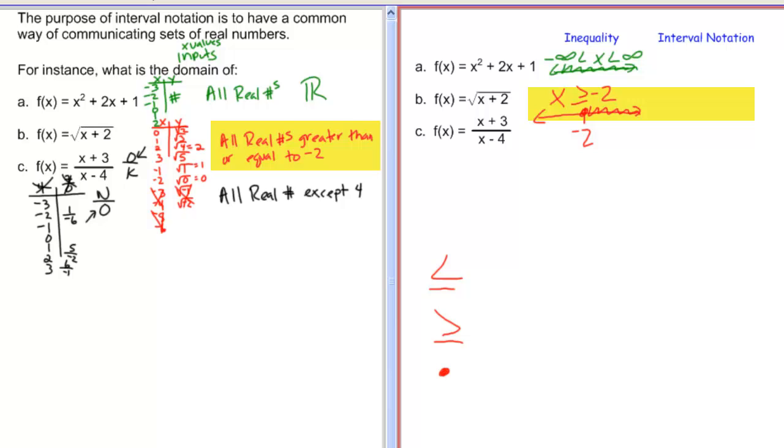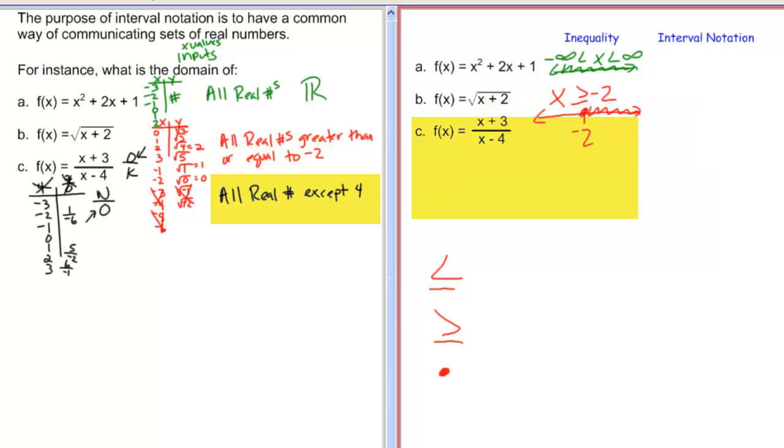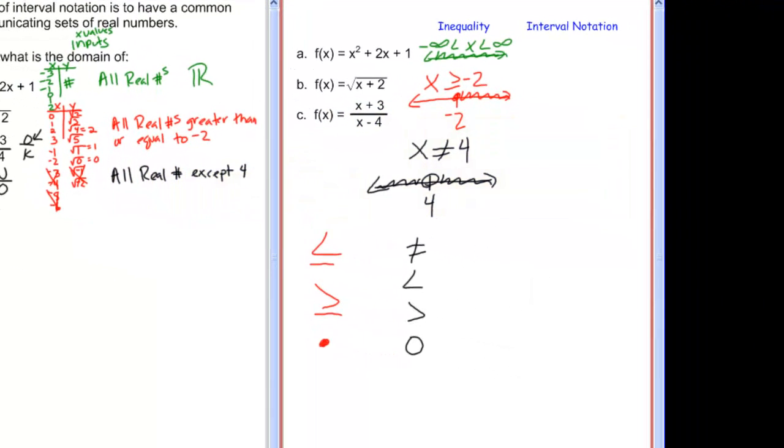Okay. For all real numbers except 4, I would use x is not equal to 4 as my inequality. And if I were to graph it at 4, I would get an open dot and I would shade everything else. So when you have inequality signs that are not equal to, those get open dots. Now we're going to translate this into interval notation.